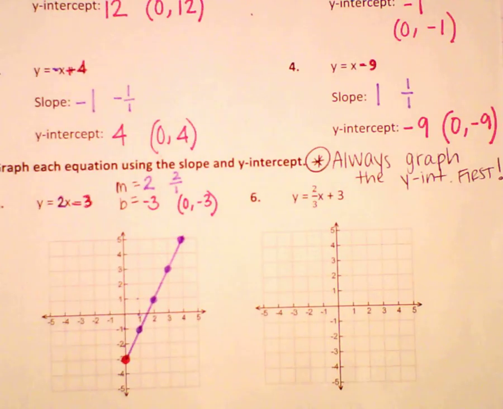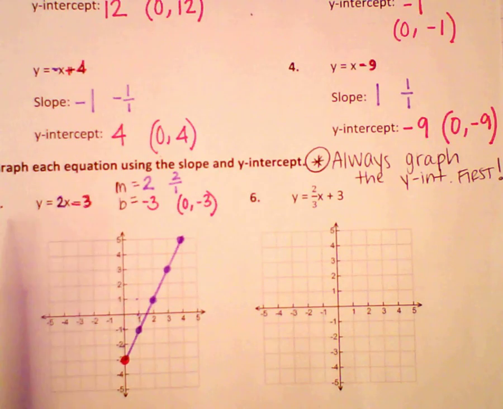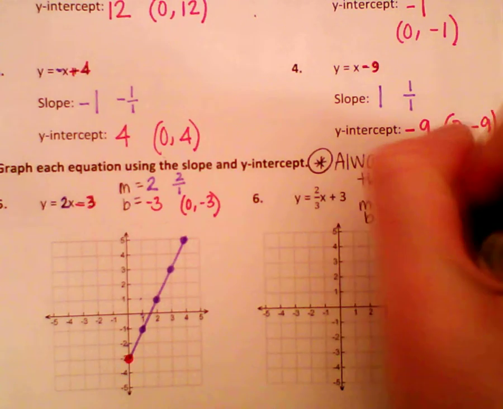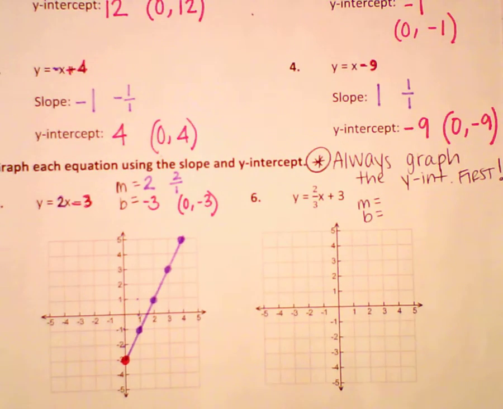And there we have it. We just used what we know about M and B to graph that line. All right, so pause the video. See if you can figure out M and B for number 6, and then come back and join me and see how you did. Oh, I missed you. Welcome back.